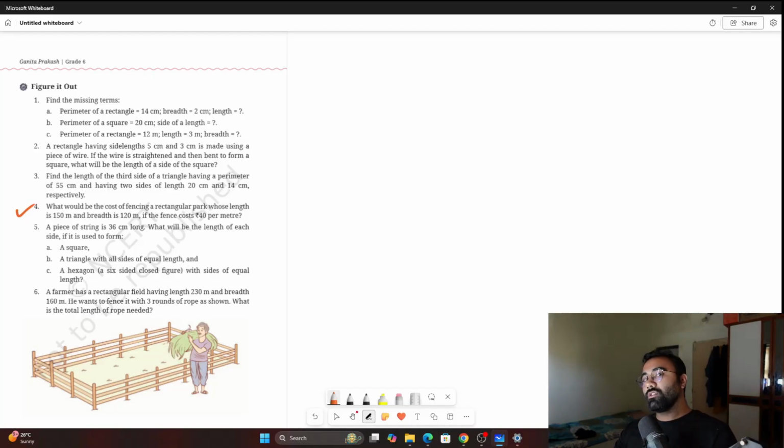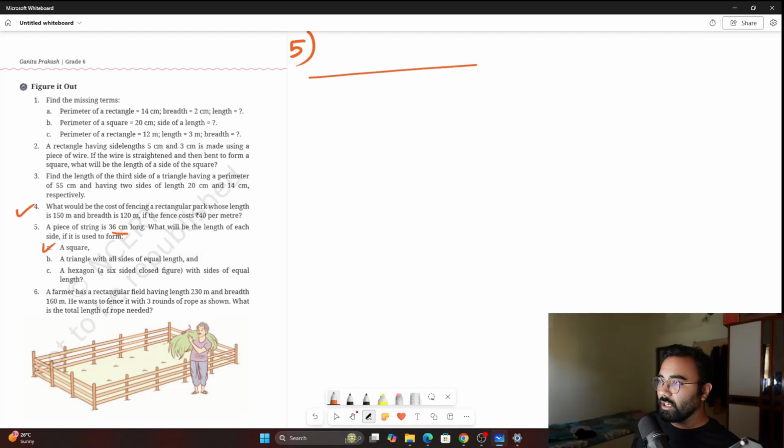So for those students who struggle with understanding the questions, I would recommend you please read the question twice, thrice, or how many times you need to. Okay, so first of all, it is always important to make sense of the question. What exactly is being asked? So we'll read question number 5. A piece of string is 36 centimeter long. Okay, there is a string that is 36 centimeter long. What will be the length of each side if it is used to form a square?